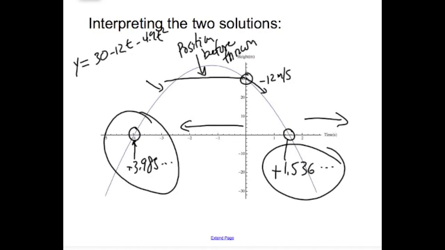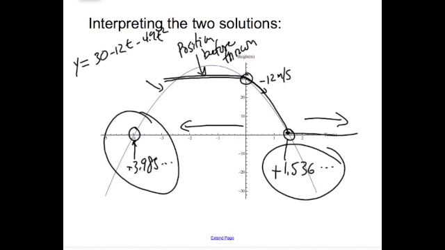The problem really is the stone being held stationary and then being thrown down and hitting the ground and then presumably being stationary again. So the solution is just this 1.536.